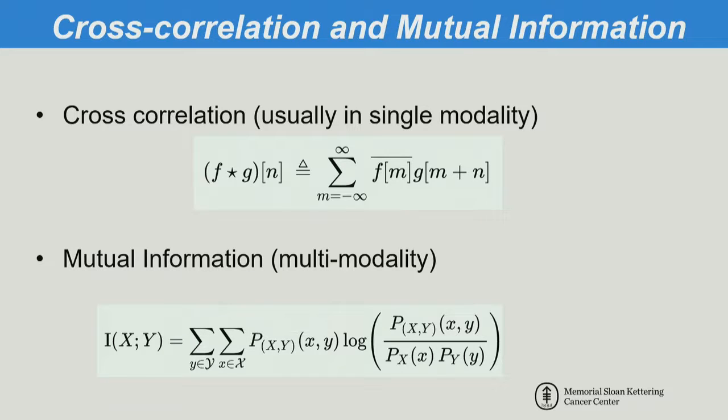Cross-correlation, which we normally use for single modalities, so CT to CT, MR to MR, really assumes that there is a relationship between the intensities of the voxels in both images. Mutual information instead assumes that there is some relationship between the probabilities or statistics of intensities in one image and the other image. So it's not a direct relationship between intensities, and that's why this can be used for multimodality, and is the one that is usually used for MR to CT, for example.